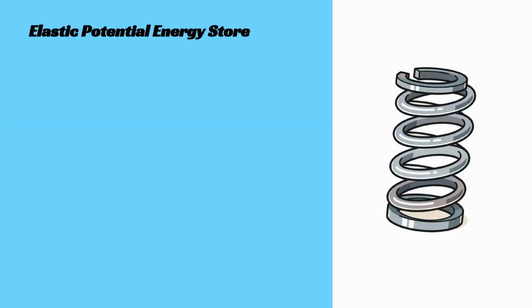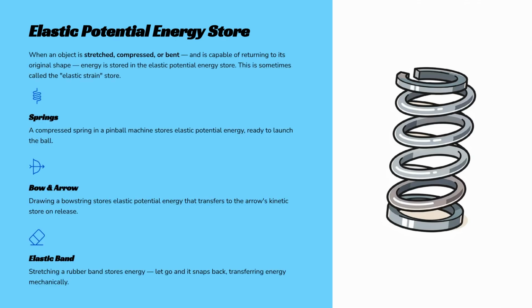Elastic potential energy is stored when objects are stretched, compressed, or bent, provided they can return to their original shape. Examples include springs, bows, and elastic bands.